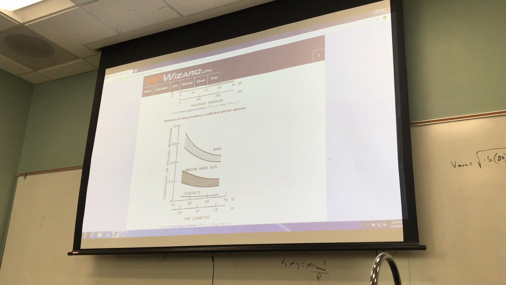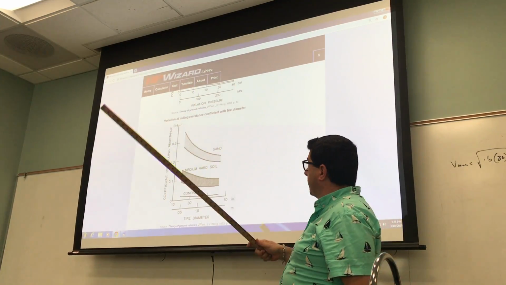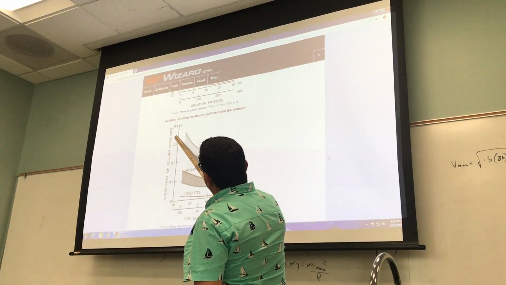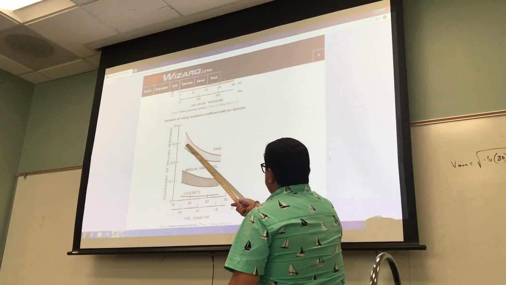If you have higher pressure, wouldn't you also burst your tires? Well, yeah, of course, I'm not saying exceed the maximum threshold. This is coefficient of rolling resistance as a function of the tire diameter, like you were saying. All of them go down.